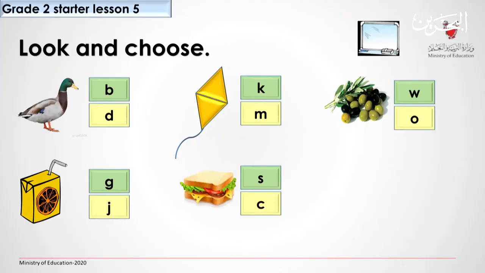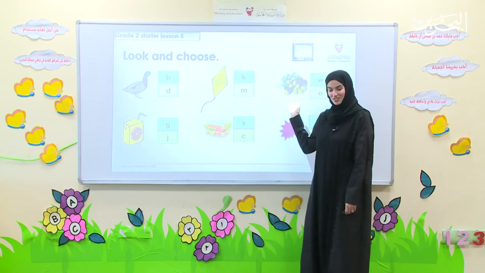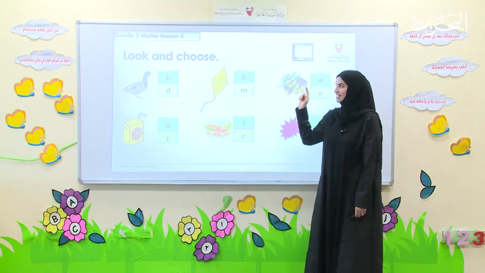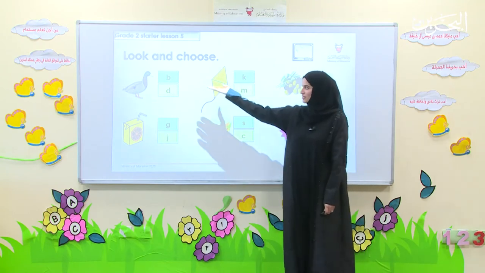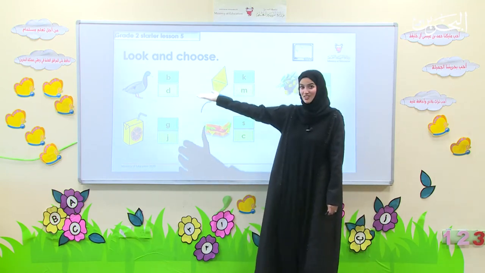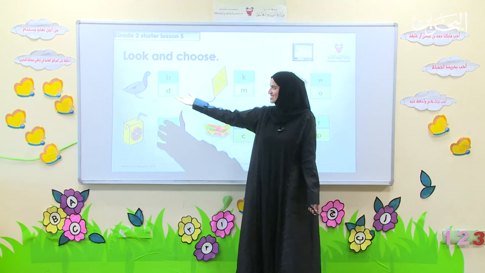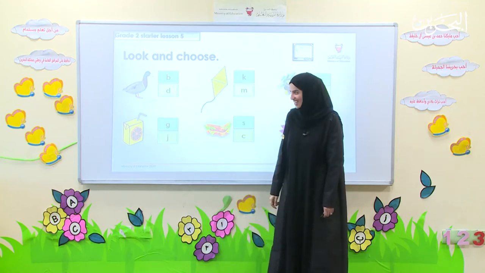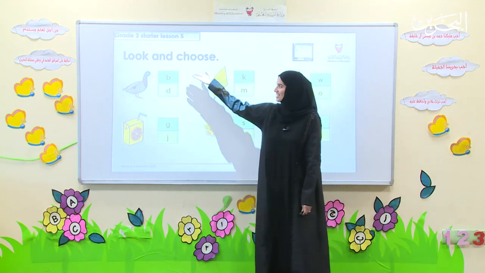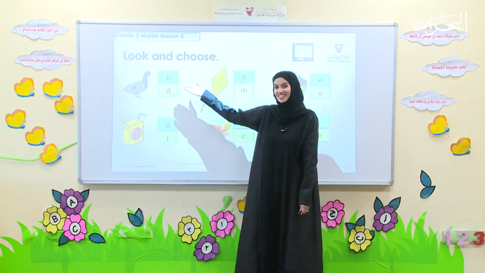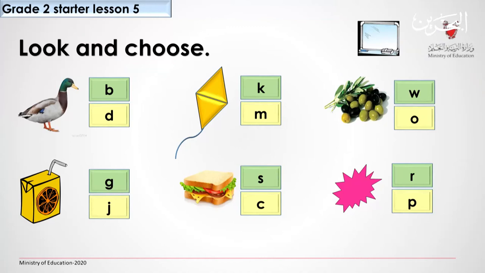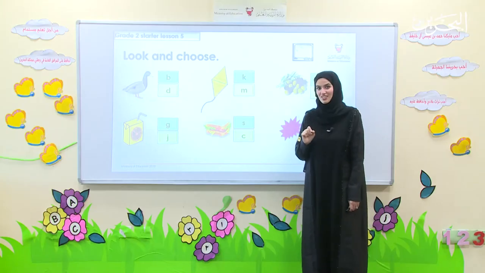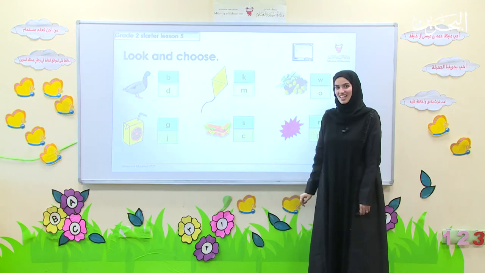Now look and choose. Look at the given pictures to you and choose the correct letter that starts with. Okay? So, for example, let's do the first one. What is this? You remember? What's this? A duck. Good job, a duck. Which letter? B or D? The answer is D. That's right. Please use your mini board and a marker to write the correct answer. I'll give you 2 minutes to complete this activity.